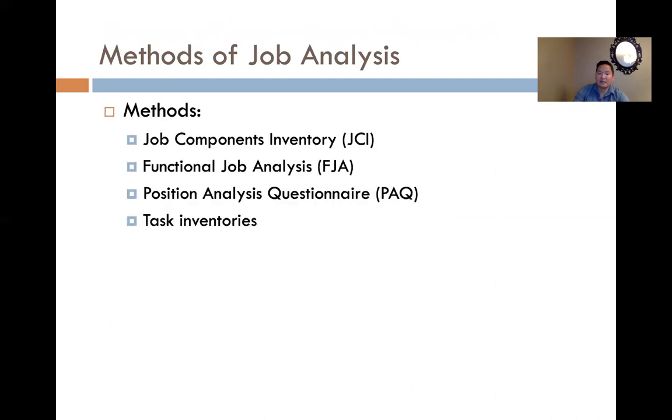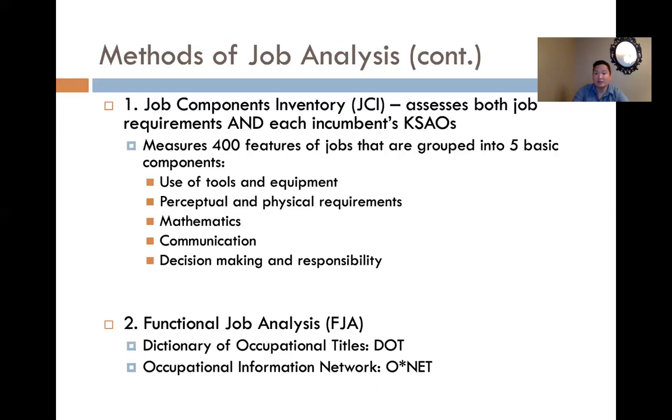And well, we're not going to spend tons and tons of time on this, but there's some established methods for this beyond just going in and doing what I've said. There's the job components inventory. This is KSAO based, and you're basically rating 400 features of jobs in 5 components. Use of tools and equipment. Do you need to have perceptual or physical requirements? Mathematics, communication, or decision-making and responsibility. Those are the 5 major categories, and basically people rate, do you need to do this or not?